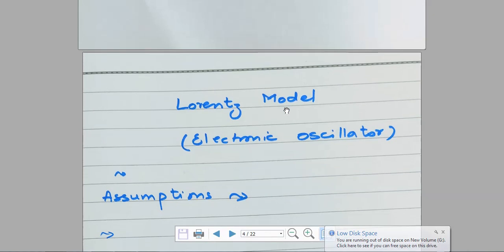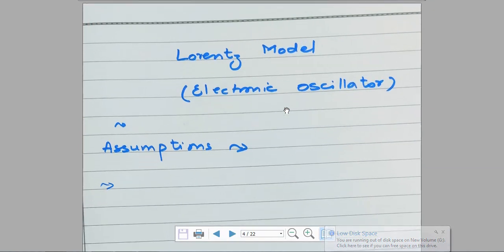Now we discuss our model, the Lorentz model, and this model is also called the electronic oscillator. Before this, we have ignored the atomic structure of the material. But now we will develop a simple atomic model of dielectric material to explain the variation of refractive index with the frequency of electromagnetic wave. We will find results in qualitative agreement with the experiments. For this model, you have to assume some features of the model.